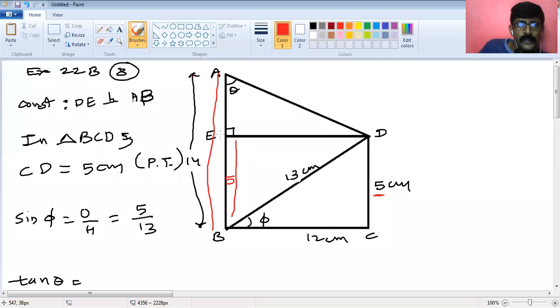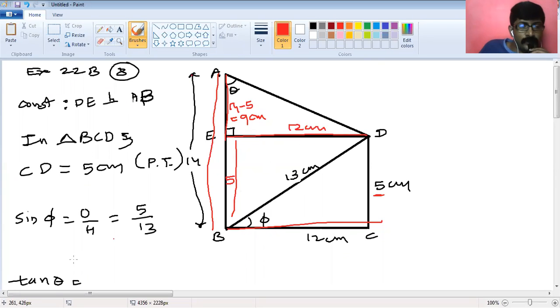So what will be AE? AE is going to become 14 minus 5. Oh, sorry, 5. Sorry. So 14 minus 5 will become 9. Once you get this as 14 minus 5, that is 9 centimeter. And there is one more thing. Look at this. ये है BC and ये है ED. They are the opposite sides of the rectangle. So this will become 12 centimeter.